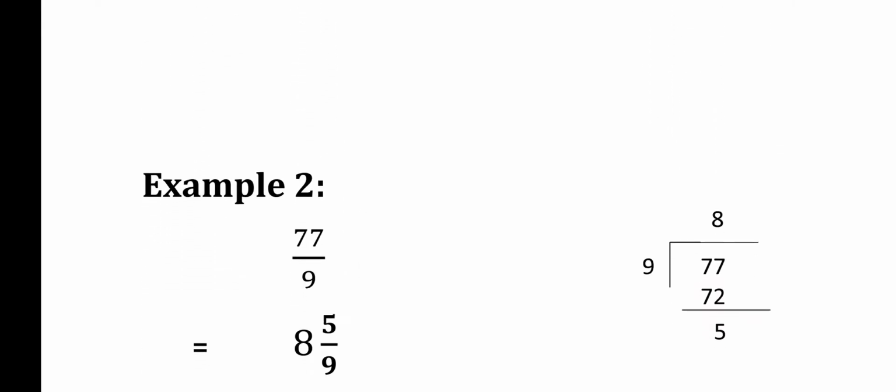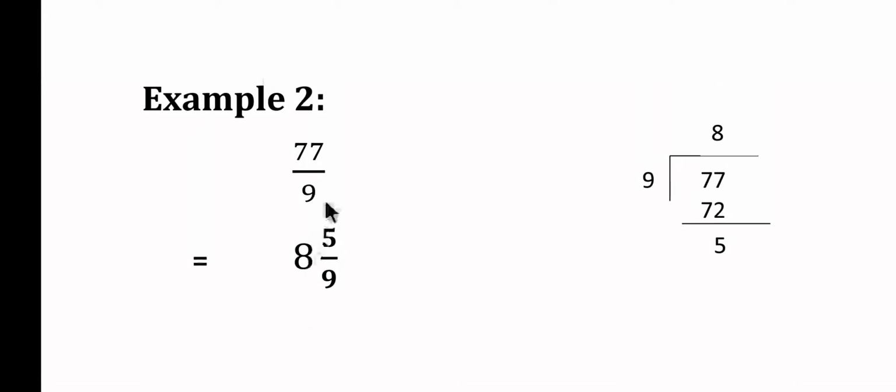Similarly, example number 2, 77 by 9 is given. So 77 is divided by 9. 9 eights are 72. So 77 minus 72 is 5, which becomes the remainder. So 8 goes as the quotient, 5 goes as the remainder and 9 goes as the denominator. So 8 5 by 9 is the required mixed fraction.